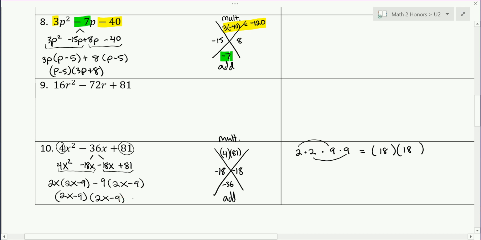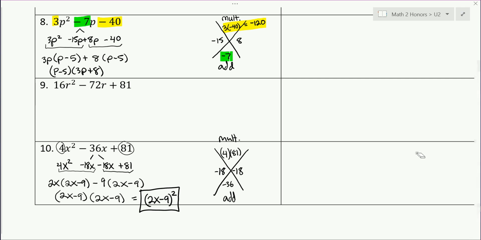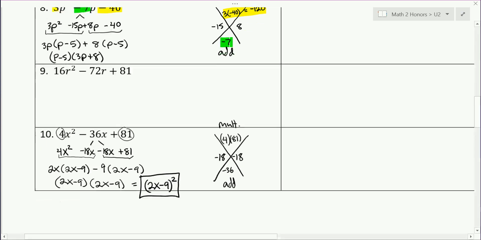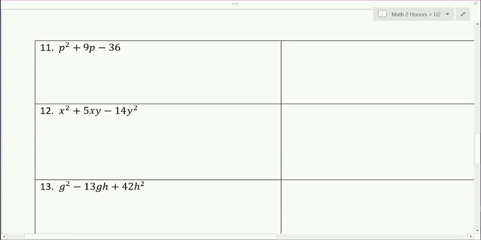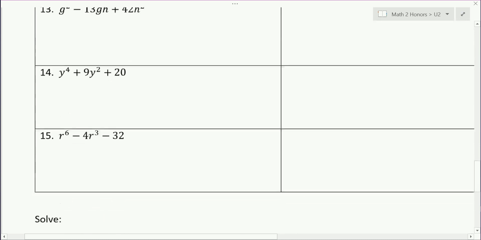So if you have two factors that match, what's the shorthand for writing that? That's the same thing as 2x minus 9 quantity squared. And that would be our answer. And again, you're going to want to check that, and I'll let you check that for homework. You check by doing what? What's the opposite of factoring? Multiplying. Good. Okay. Now let's scroll down to number 15.